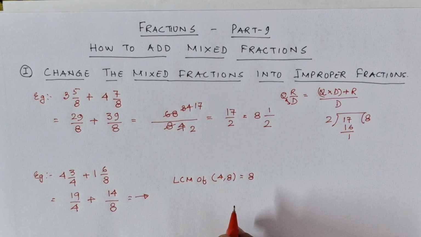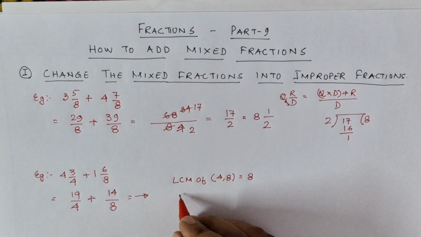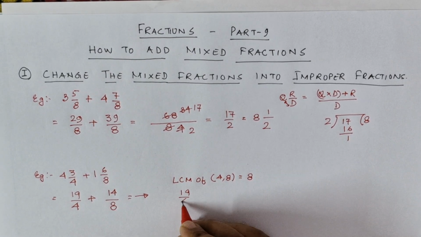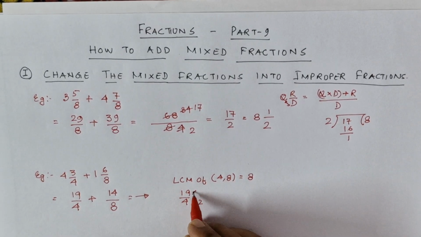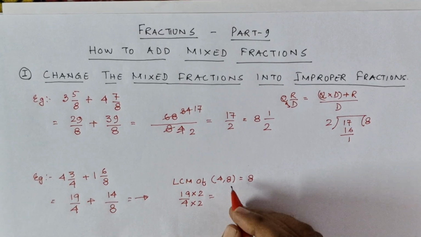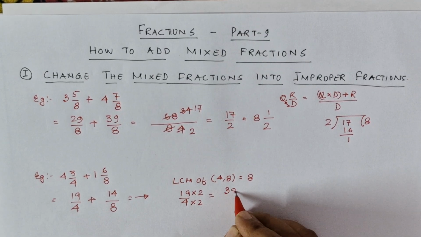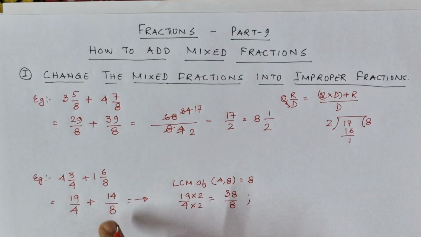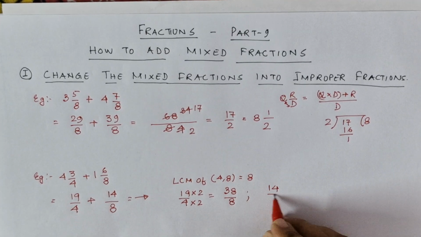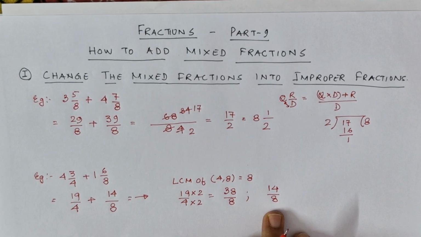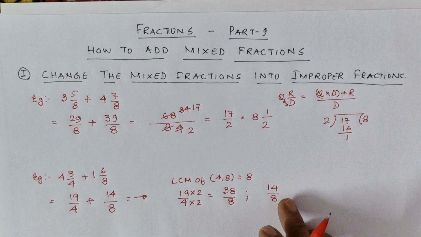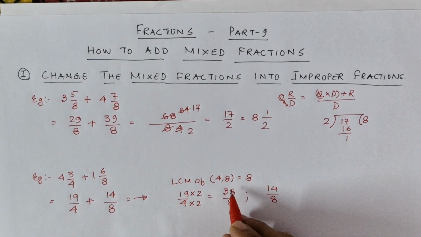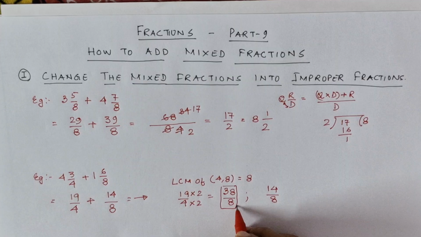Now convert these individual fractions into like fractions, as we have learned in the earlier classes. In order to do so, we will multiply the denominator by 2 to make it the LCM, hence the numerator has to be multiplied by 2 also. So this is 38 by 8. Again, 14 by 8 will remain as 14 by 8, as the denominator is already 8. You do not have to change it because the denominator is the LCM. So now add this one and this one.